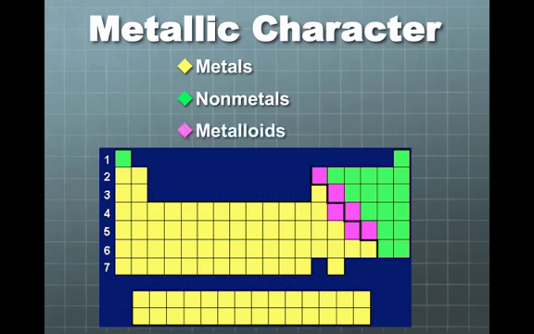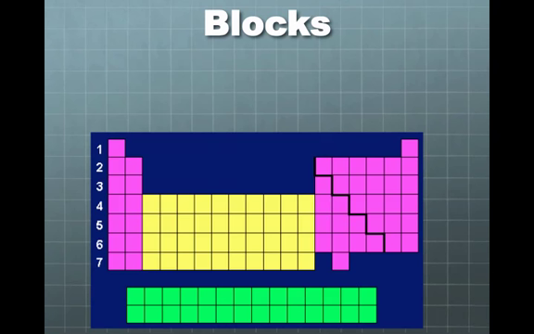And along the stair step, we have the metalloids. You should remember the metalloids from chapter 1. They have properties that can resemble both metals and nonmetals. Now let's talk about the different blocks that we have. The pink color is our main group elements.